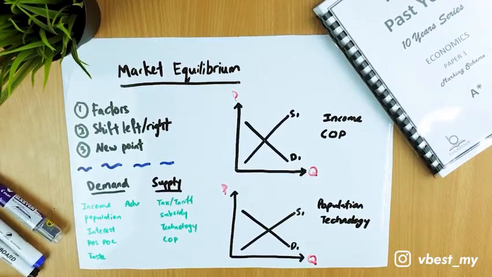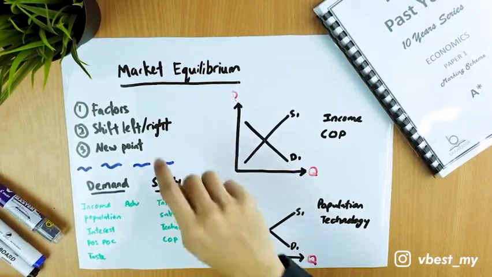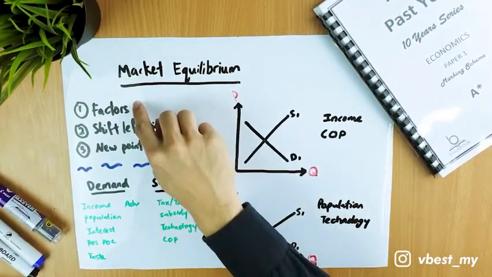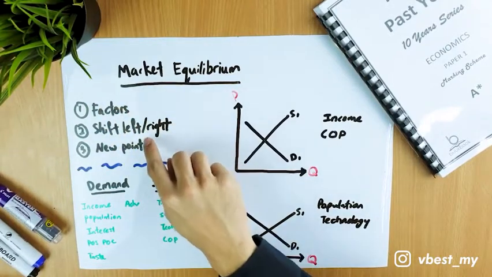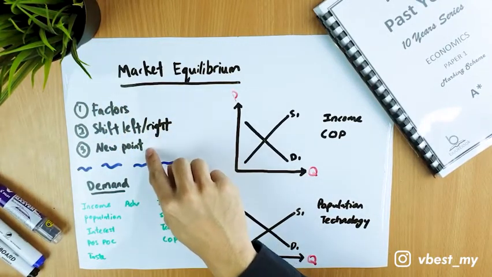Mr. Edison here. Today we are going to talk about market equilibrium. So we have three simple steps to do it. First, we have to identify the factors, and then we have to know how to shift left or right, and then find the new point.